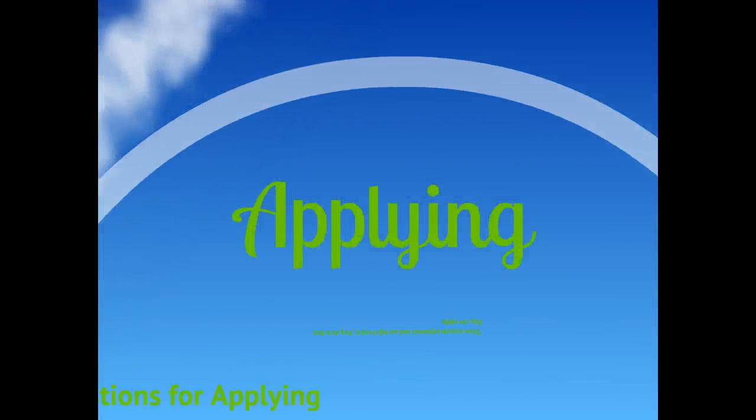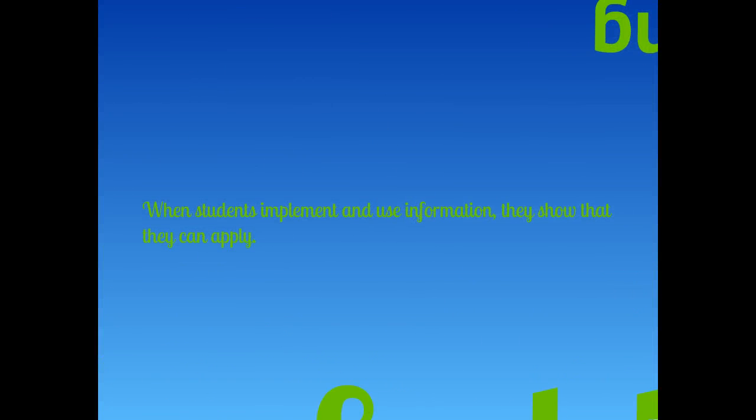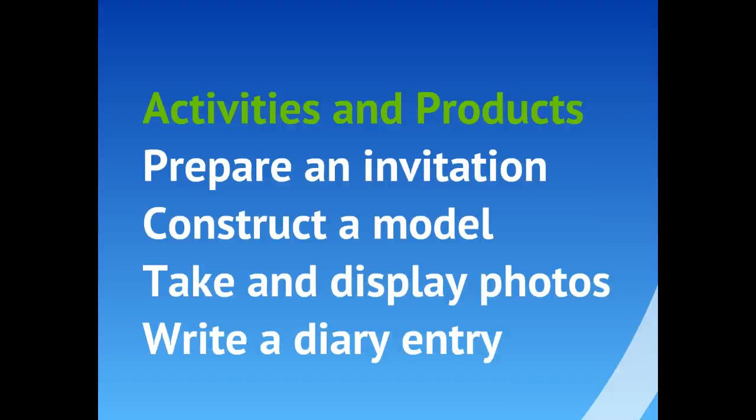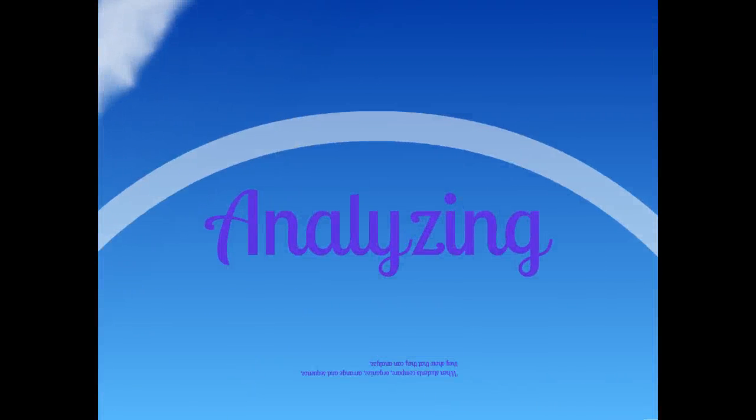From understanding, we go to applying. When students implement and use information, they show us that they can apply. In other words, they're doing. We ask them what is another holiday, so we're asking them to compare as well. What questions would you ask? How could you use? Examples of activities are preparing an invitation to a tikkun leil Shavuot, constructing a model of the Second Temple, finding photos online, taking them, displaying them to show what they've learned, writing a diary or a blog entry.